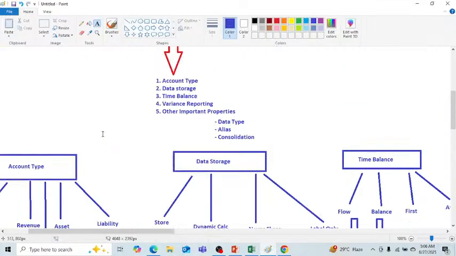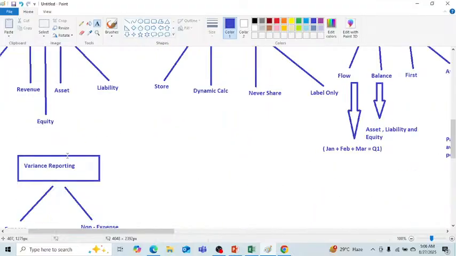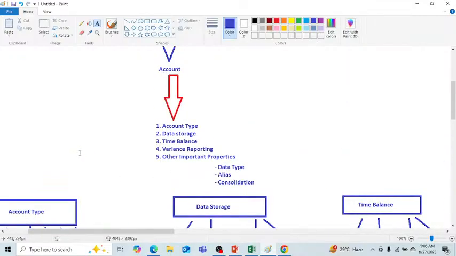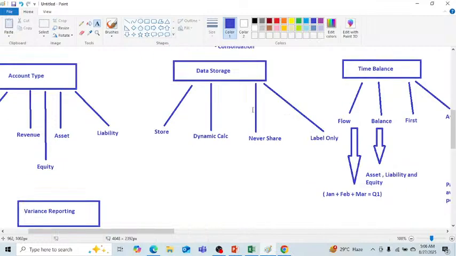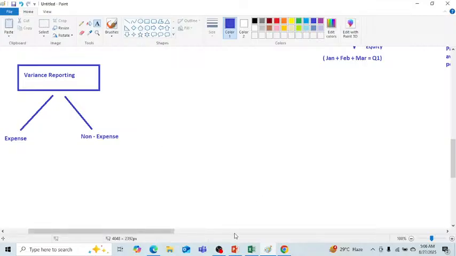So these are the major dimension member properties that we have discussed so far: account type, data storage, time balance, as well as variance reporting. Now we will throw some light on the other important properties like data type, alias, as well as consolidation. So let's see it here.